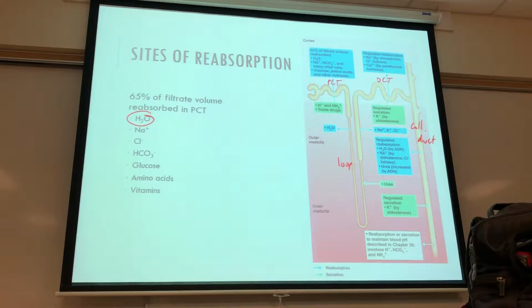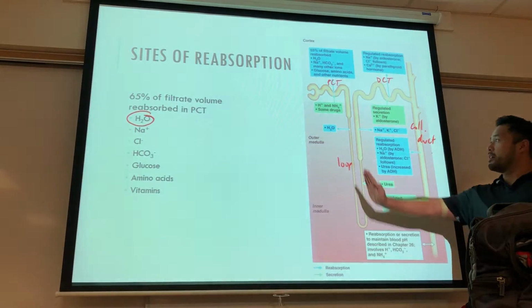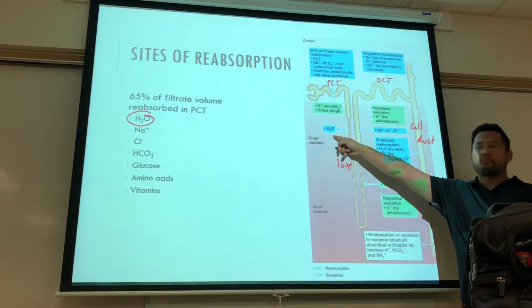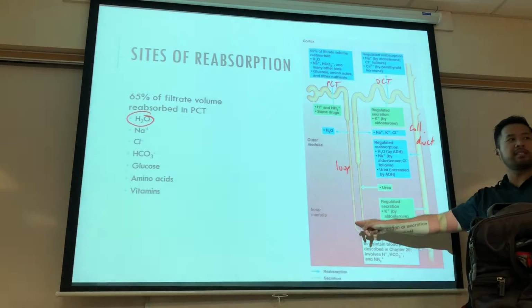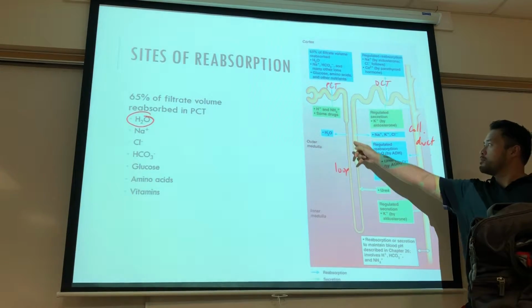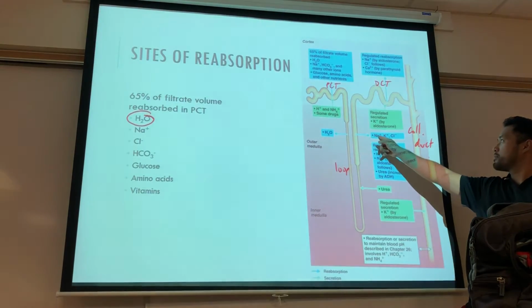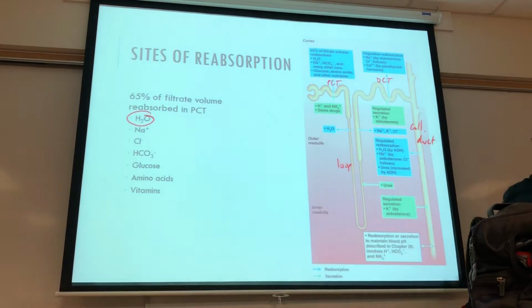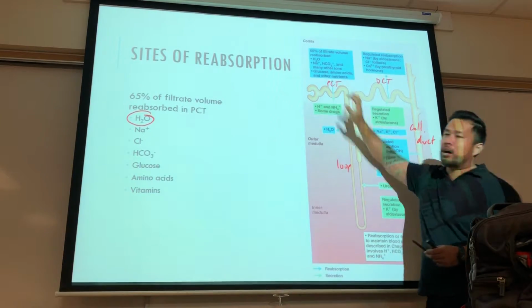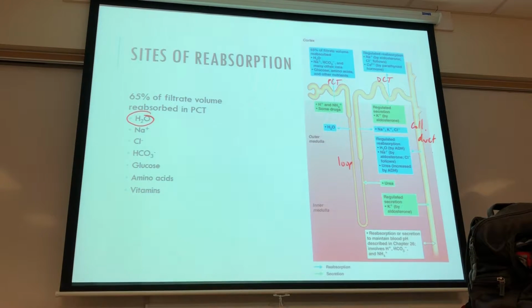You'll see the key difference, and again, I'll talk about this later. In the descending limb, you'll see the reabsorption of water, and that's the only thing that's reabsorbed in the descending limb. In the ascending limb, the only thing we're reabsorbing is salts: sodium, potassium, and chloride. So that's going to be the main difference. But the big chunk of where we reabsorb is in the proximal convoluted tubule.